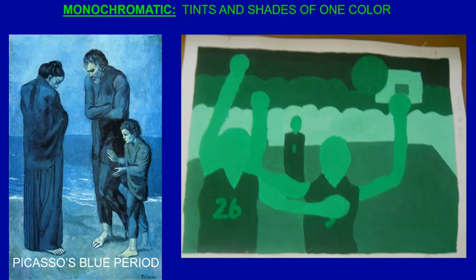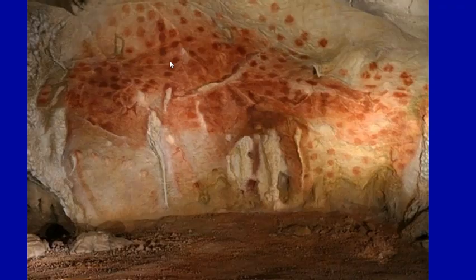Monochromatic is tints and shades of one color. This Picasso painting on the left is all in blues. This is from his blue period. He did lots of paintings with blue, and there's light blue and dark blue and all kinds of variations of blue. Some blue looks a little bit greenish, and it almost looks like we are looking through a film of blue at this scene. So we see that in the cave paintings where they used red ochre to paint.